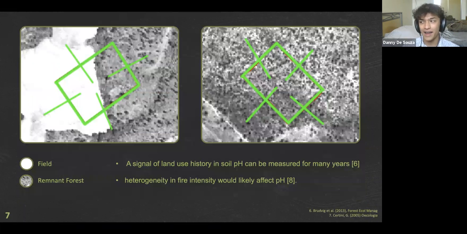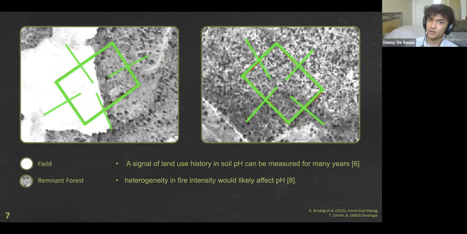We don't really know why we saw this, but what we think happened is before these sites were acquired by the SRS, they had a varied land use history. And land use history is a signal of land use history and soil pH can be measured for many years.